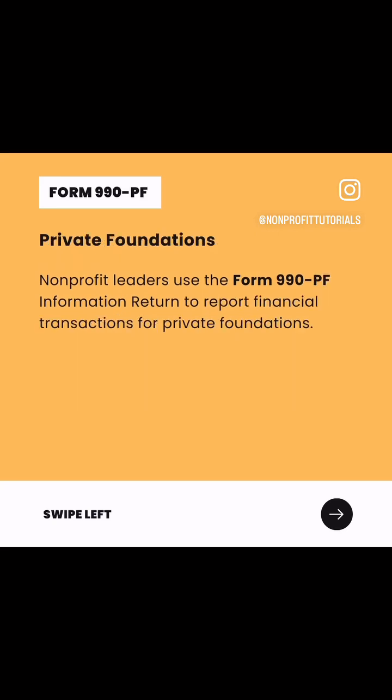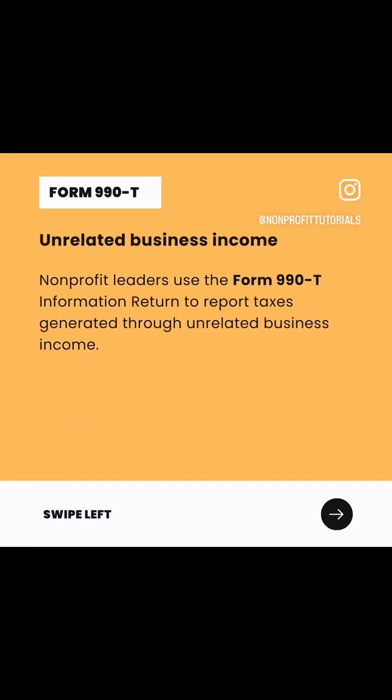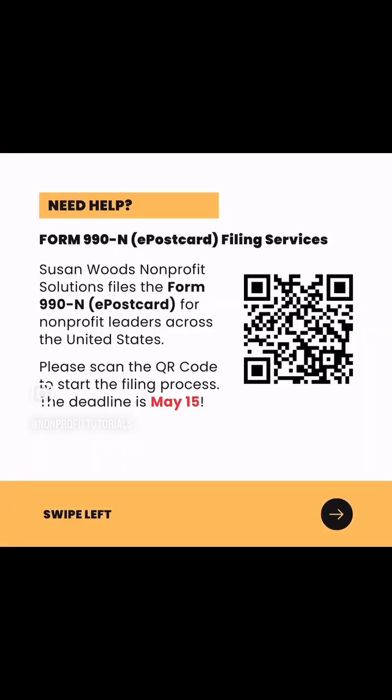If you have a private foundation, then you use the Form 990PF. Private foundations are not charitable organizations. They are private foundations. So if that's how you set up your nonprofit, then that's the Form 990 that you use. The Form 990PF for private foundations. If you generated too much unrelated business income, then you would have to use the Form 990T. The Form 990T is what you use to report unrelated business income in which you have to pay taxes. You never want to be in that category.